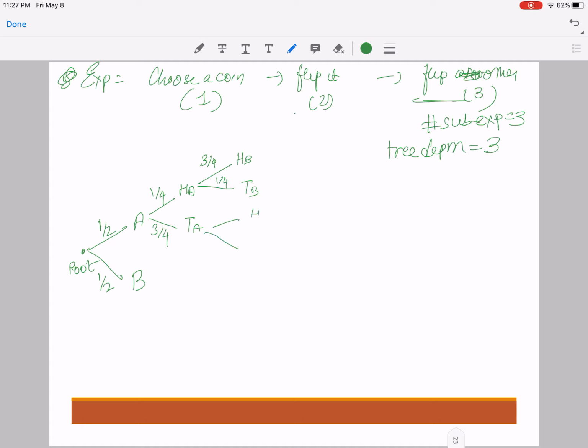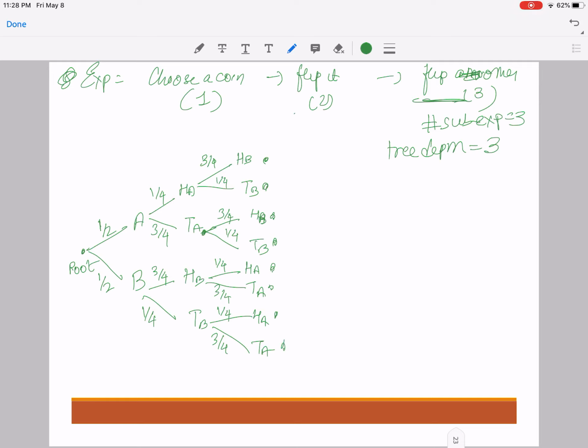Similarly, I need to denote the branches here for this particular outcome. So I can get HB or TB with probability 3/4 or 1/4. But let's say that I choose coin B first. When I flip it, I'll get either HB or TB, HB with probability 3/4 and TB with probability 1/4. Then I flip the other coin, which happens to be A now. So I'll get either HA or TA, with probabilities 1/4 and 3/4 respectively. So these are the leaves of my entire tree.